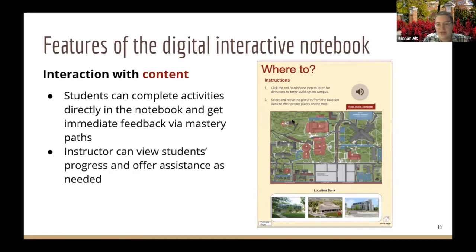And so this here is an example of what an activity might look like. So here we have like a sort of map task. So students would be working in the notebook either by themselves or with a partner. And this here can actually be like an embedded audio file. So if they click this, it will play a sound file. And so the instructions are to listen for directions to 3 buildings on campus. So they would pick which building it is and move it to the appropriate location after listening to these directions.